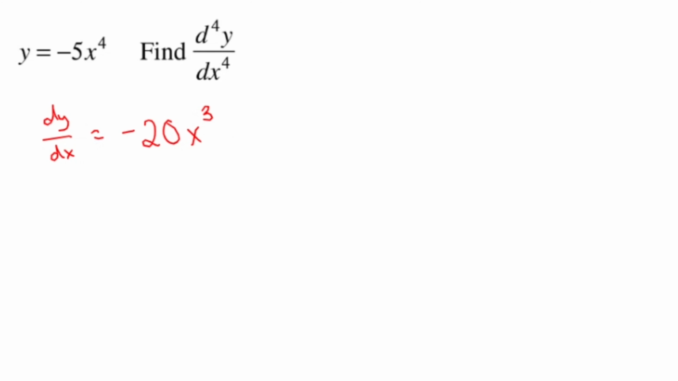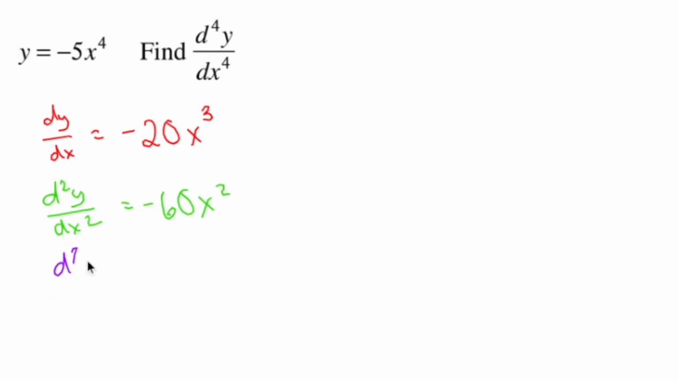That's the first derivative. I have to go all the way to the fourth derivative. So d squared y dx squared is going to have me taking the derivative of that guy. Take 3, multiply it to negative 20, gives me negative 60. X to the 3 minus 1 is 2. That's my second derivative. In real life terms, that's acceleration. But you didn't ask. I just told you anyway.